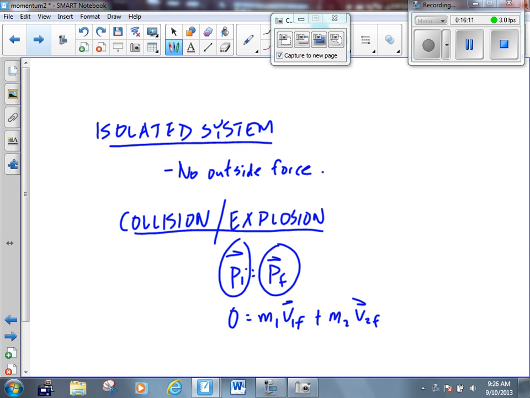How many objects do we have after this event has taken place? 2. So probably 1 object with 0 momentum has become 2. What's the situation here, a collision or explosion? 1 thing has become 2. They go off in opposite directions. It's an explosion, right? Just be prepared for any scenario. We know that this step is the same in all of them. This step is different depending upon the problem, depending upon how many objects we have before and after.